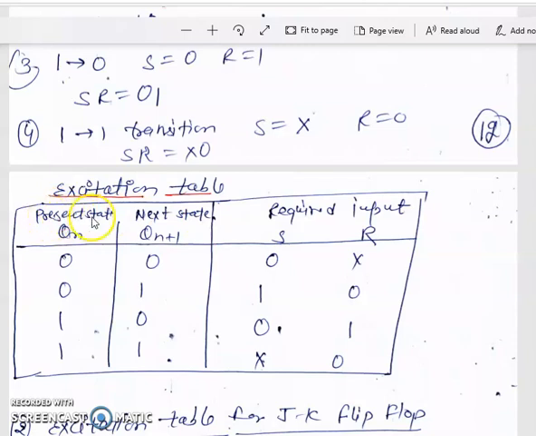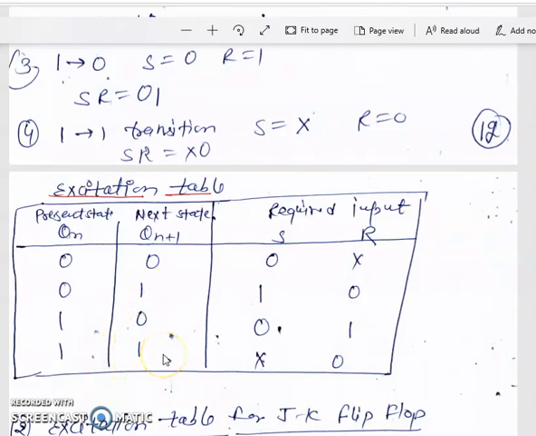The present state is represented by Qn and the next state is represented by Qn plus 1. Already we are familiar with these terms, and the required input that is S and R. So the present state and the next state, two variables, have the four combinations: 0 to 0 transition, 0 to 1 transition, 1 to 0 transition, and 1 to 1 transition.